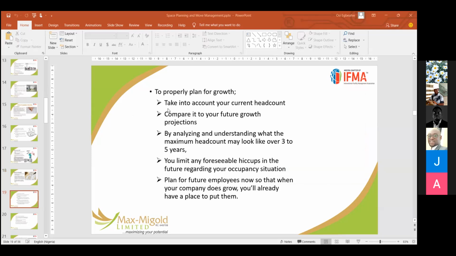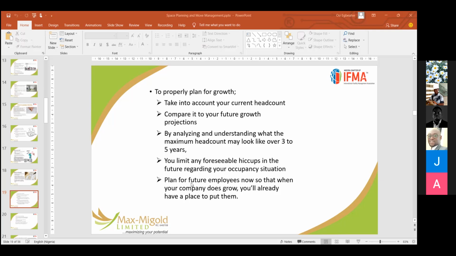To properly plan for growth, take into account your current headcount and compare it to your future growth projections, because you are supposed to get that from management by analyzing and understanding what the maximum headcount may look like over a 3 to 5 year period. You limit your forecast hiccups in the future regarding your company's occupancy situation.